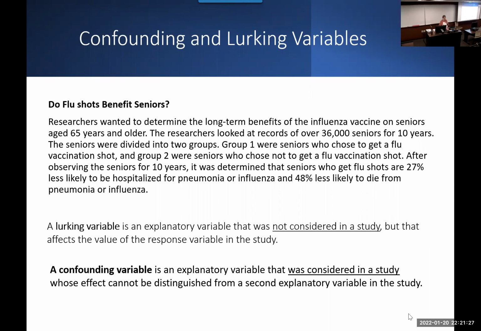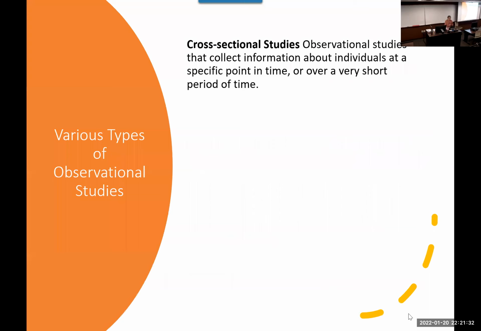All right. Now, in addition to our variable types, we have three different types of observational studies. The first type of observational study is what we call a cross-sectional study. Generally with a cross-sectional study, you just collect information about some individuals at a given point or maybe over a short period of time. But you're just kind of collecting this information. Okay, that's a cross-sectional study.